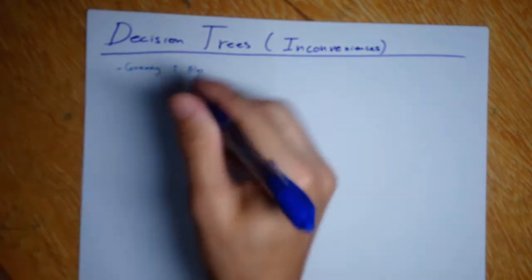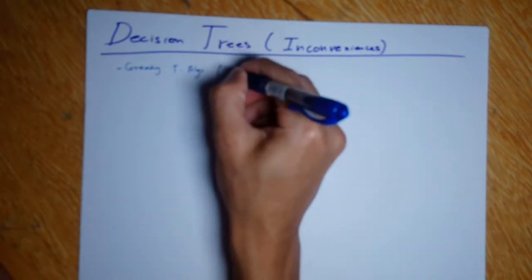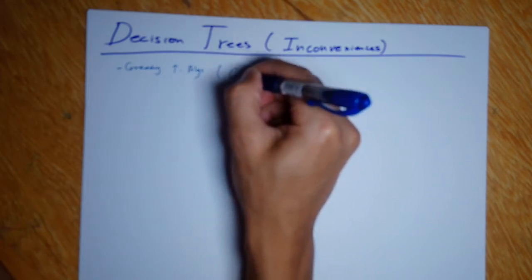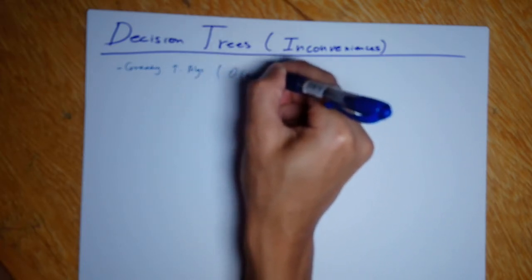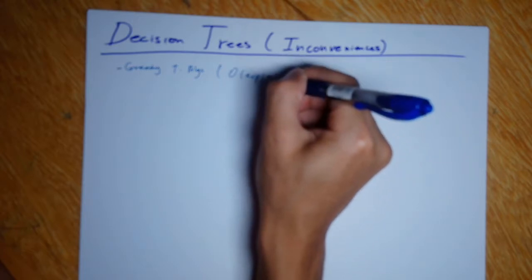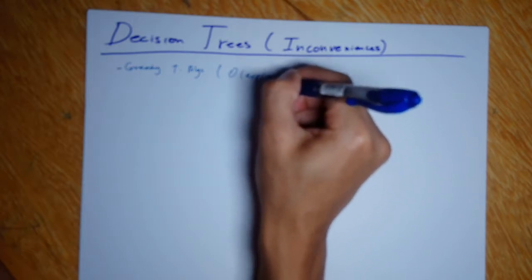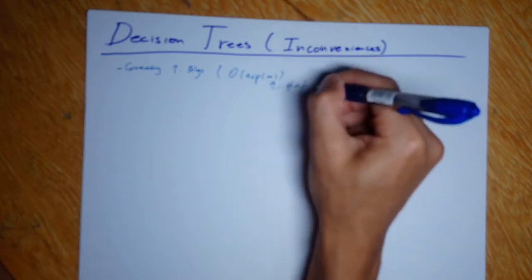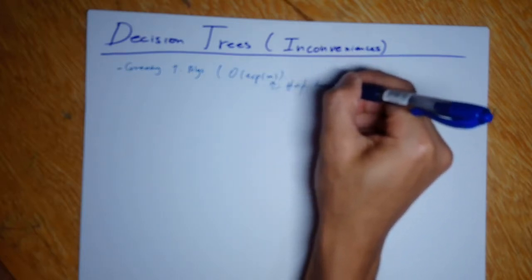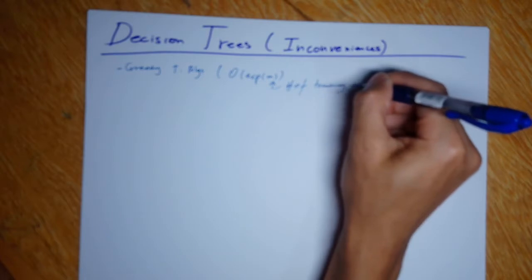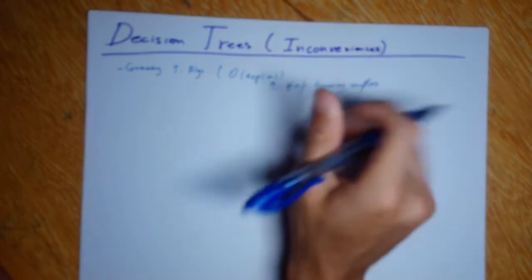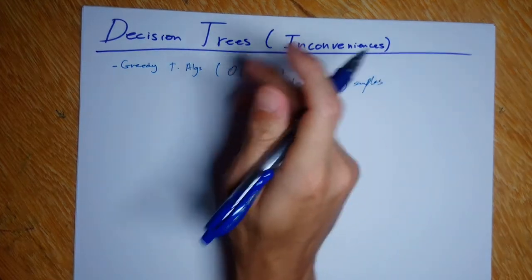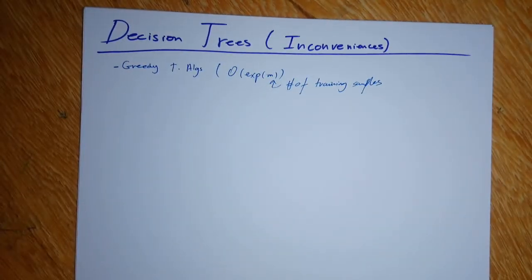And in fact, the time needed to create a decision tree model is exponentially dependent upon the number of training samples. So here M is just the number of training samples, and as this number grows, the time required for training increases.